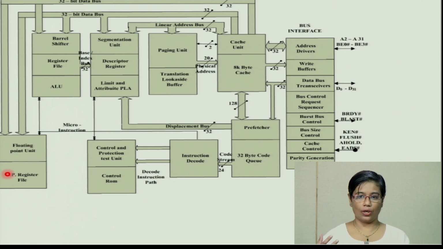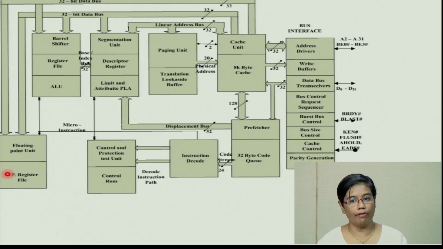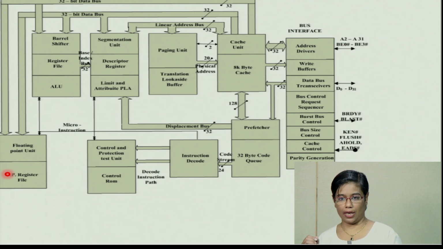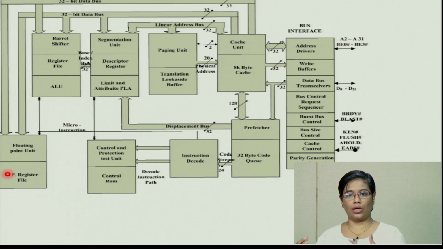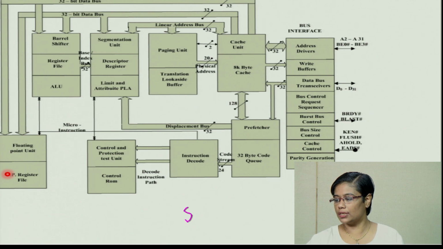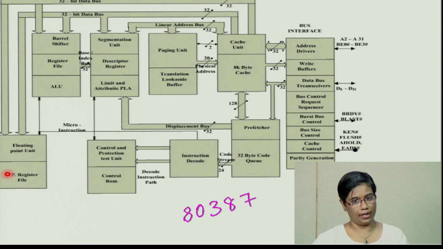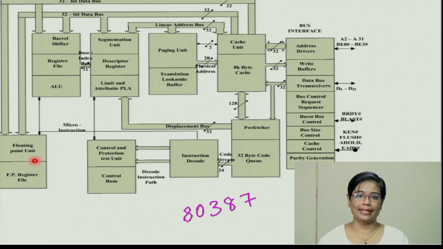Now this 80386 didn't have an internal floating point unit. If floating point instructions were to be done, an external coprocessor was required. With 80386 we used the 80387 coprocessor. So there was an external coprocessor which did the floating point operations. But in case of 80486, that coprocessor is present internally.